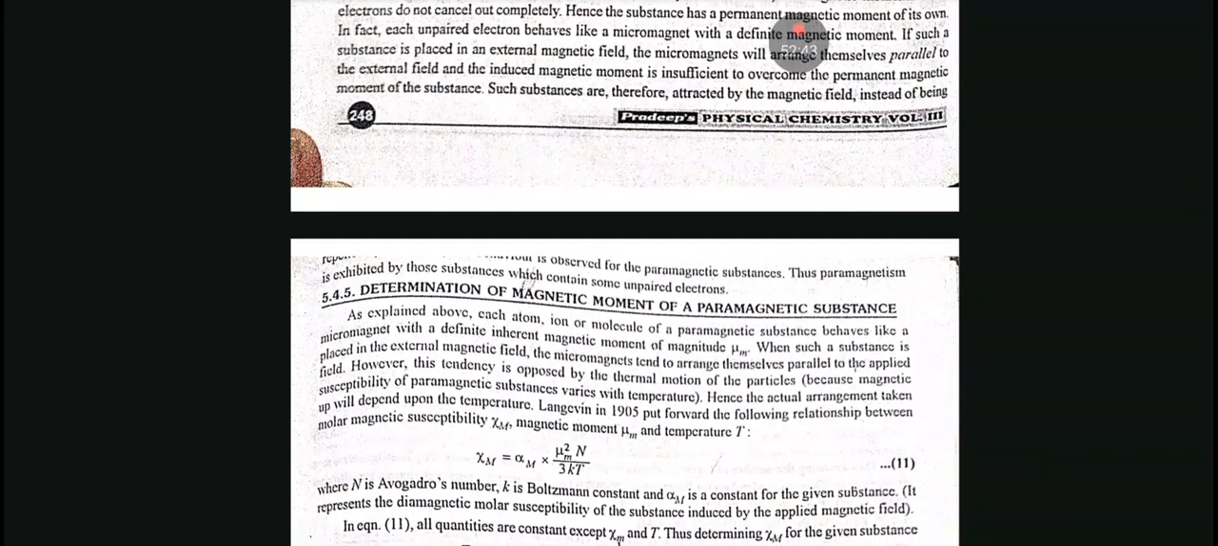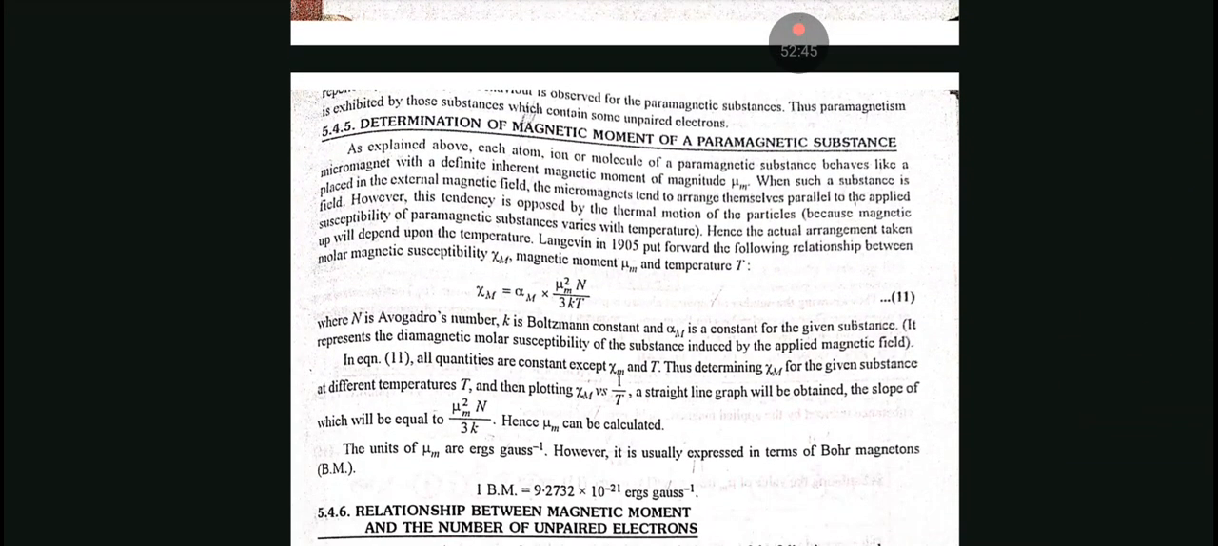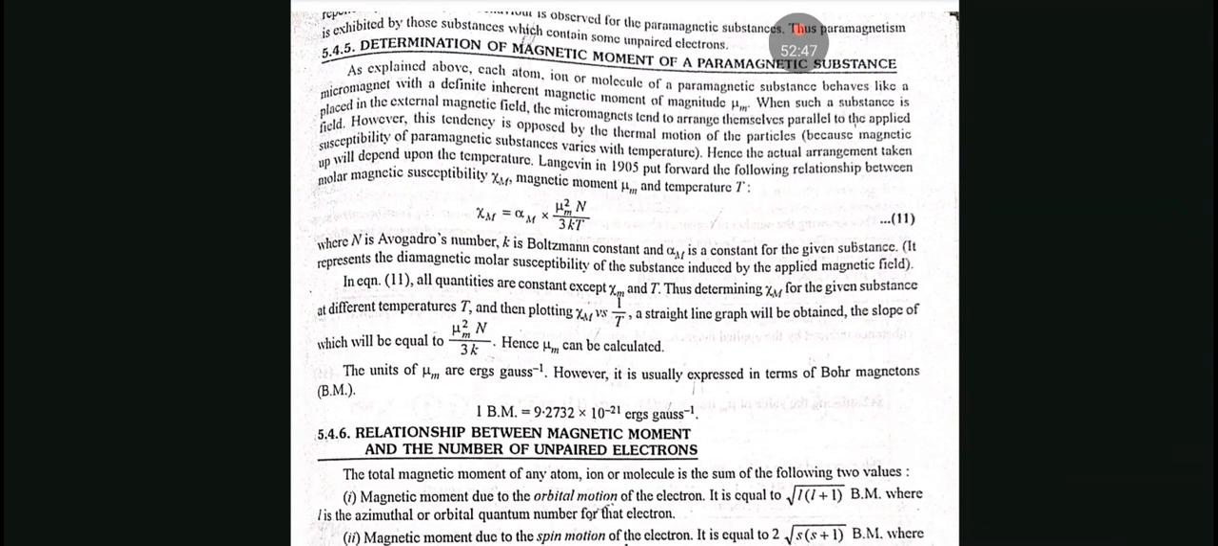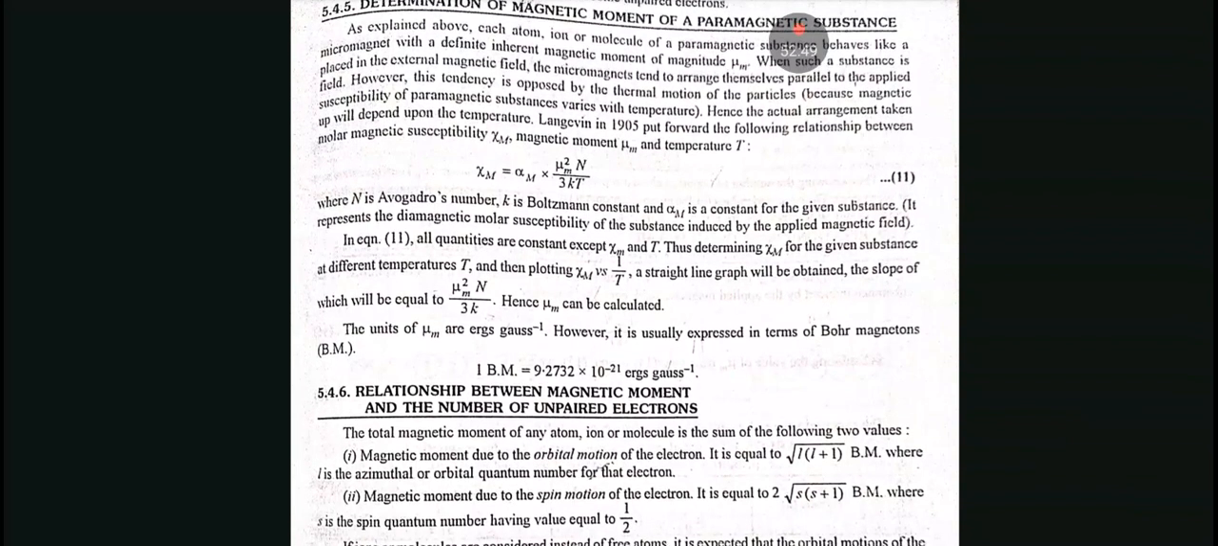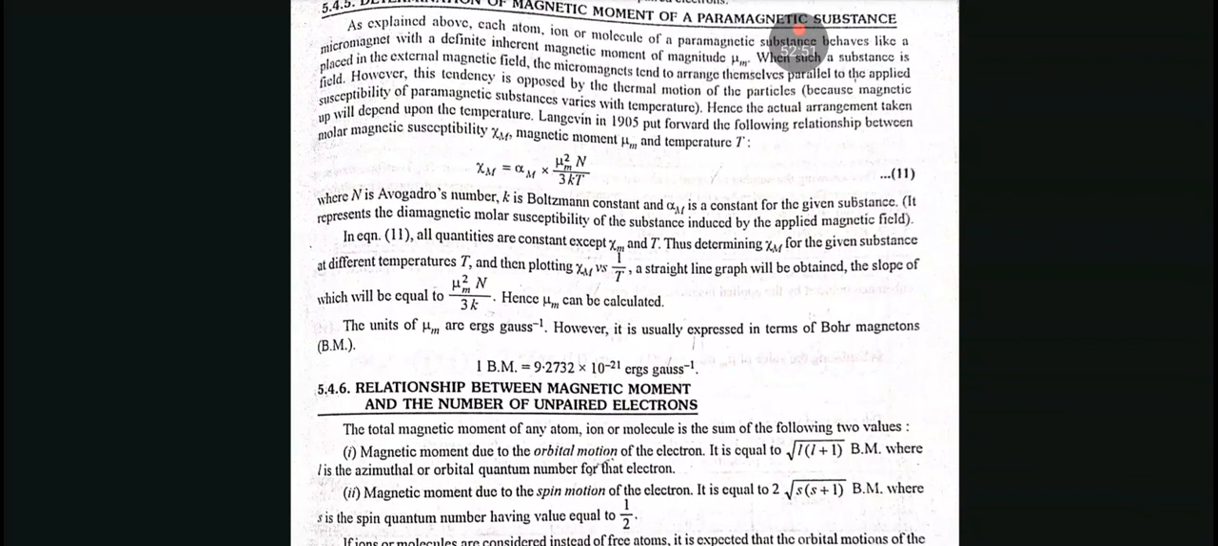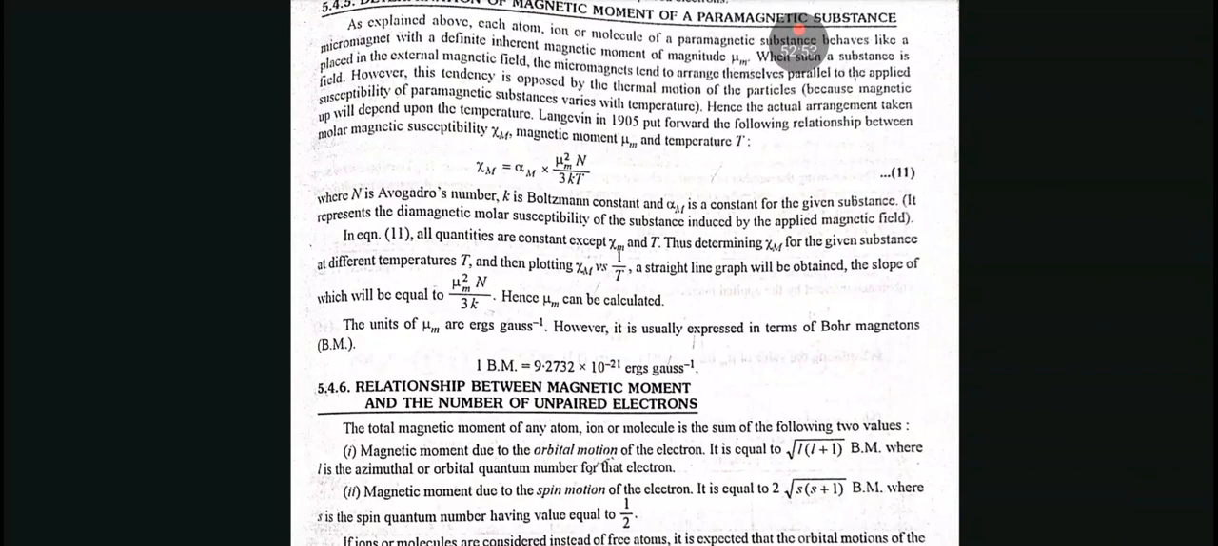Determination of magnetic moment of a paramagnetic substance. As explained, each atom, ion or molecule of a paramagnetic substance behaves like a micromagnet which has an inherent magnetic moment of definite magnitude. When such a substance is placed in an external magnetic field, the micromagnets arrange themselves parallel to the applied field. However, this tendency is opposed by the thermal motion of the particles. Susceptibility of a paramagnetic substance varies with temperature, hence the actual arrangement taken will depend upon the temperature.